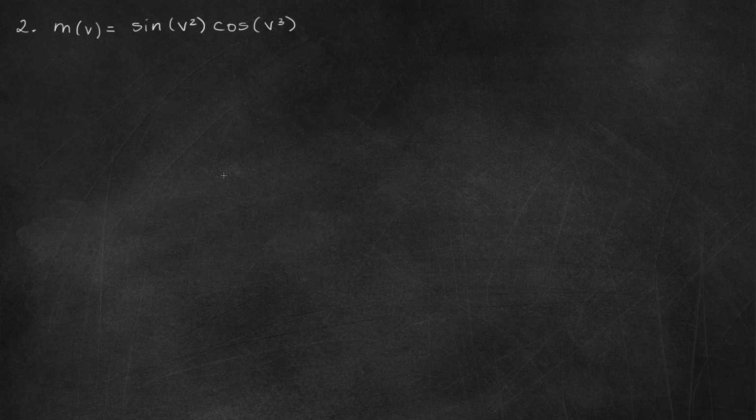Number 2, m of v equals sine of v squared times cosine of v cubed. So I have a couple different inside functions here. We're going to have to use multiple uses of the chain rule for this problem. My outermost function is sine of stuff times cosine of stuff. Unfortunately, it's not the same stuff. It's different stuff. So we're going to have to do chain rules separately here.